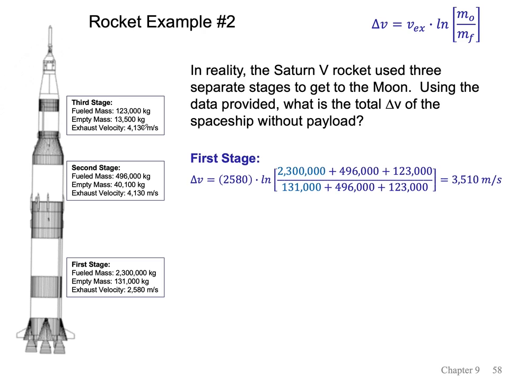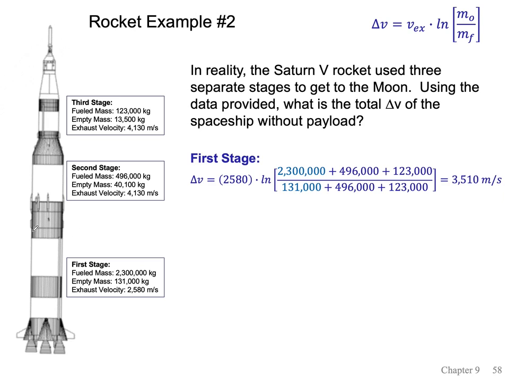So let me quickly explain. What would the first stage do? Well, exhaust velocity times the total mass, which is the full mass of the first stage plus the full mass of the second stage plus the full mass of the third stage. And the final mass, these two are still going to be full after we finish with this, but the empty mass of the first stage is that 131,000. And this gives us a delta V of this.